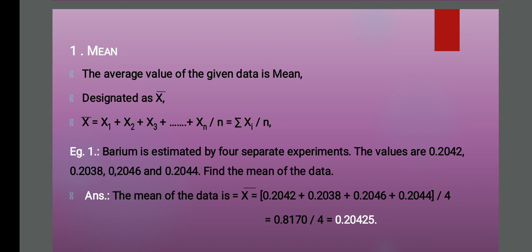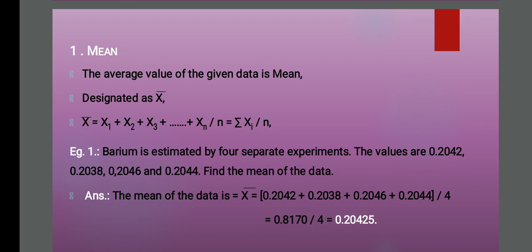Say barium is estimated in 4 different experiments, and we get 4 values: 0.2042, 0.2038, 0.2046 and 0.2045. Now we are going to find the mean of these values. 4 values are given, so what you have to do here is add all the 4 values. You divide by 4 because there are 4 numbers.